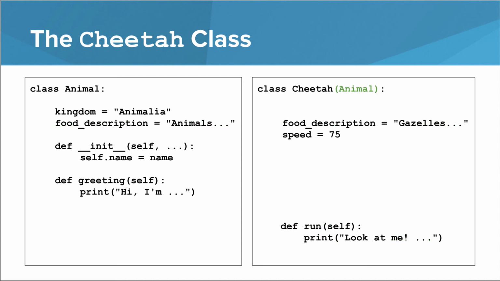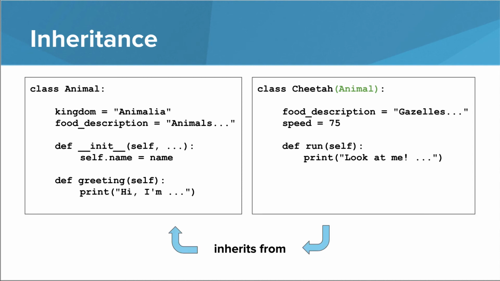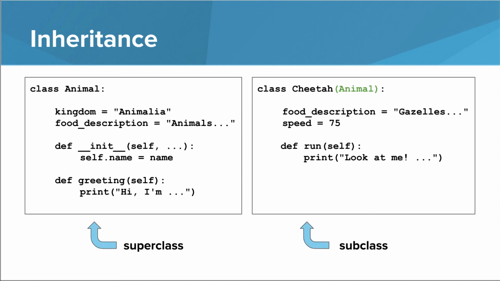Look, all we did was put the class name animal in parentheses after the word cheetah. We can then get rid of anything in the Cheetah class that isn't different or new. This is called inheritance. We say that the Cheetah class inherits from the animal class. We also say that animal in this case is the superclass and cheetah is the subclass.